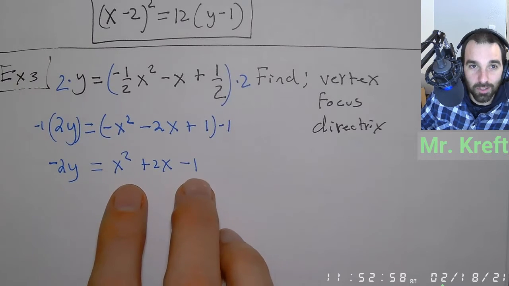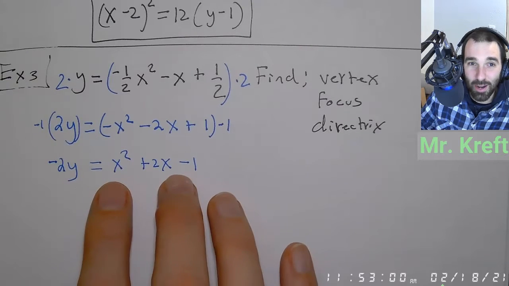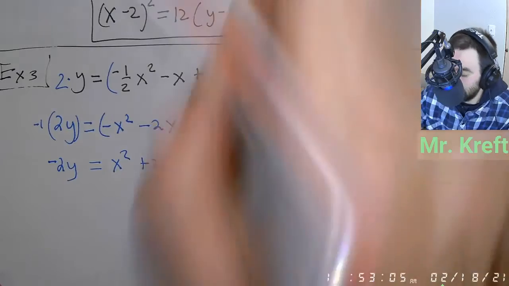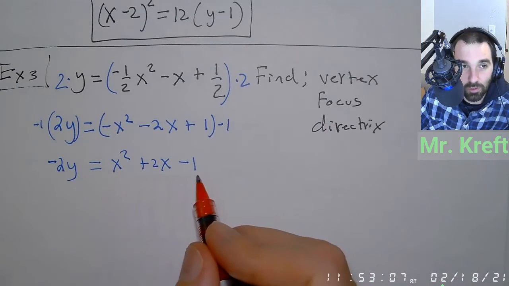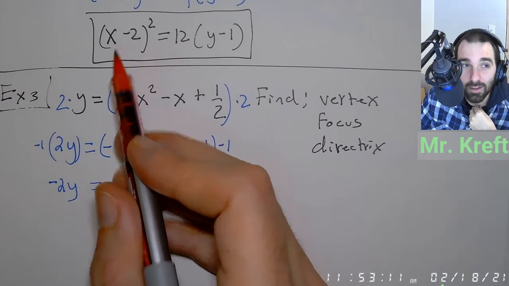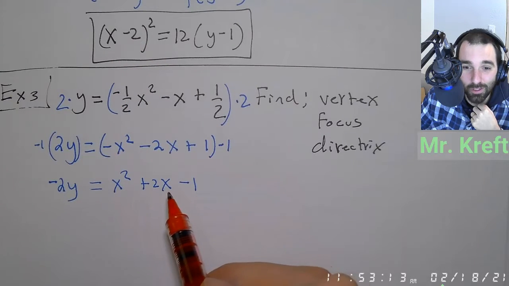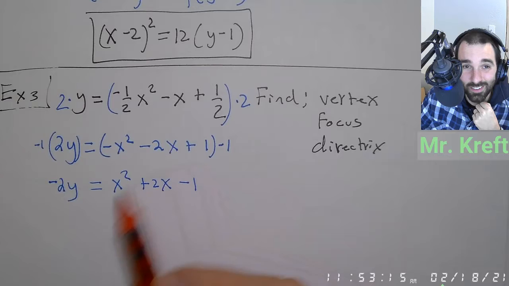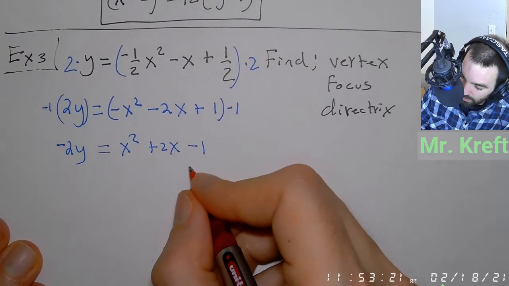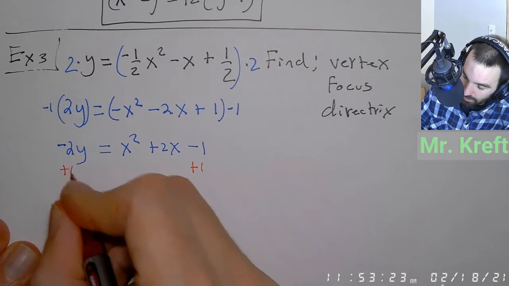Now, this isn't a perfect square. Do you guys see this? I want to make it a perfect square. So again, here's the problem. This isn't a perfect square. I want to be able to make this a perfect square or a difference of squares, and it's not right now. So what I'm going to do is add 1 to both sides.